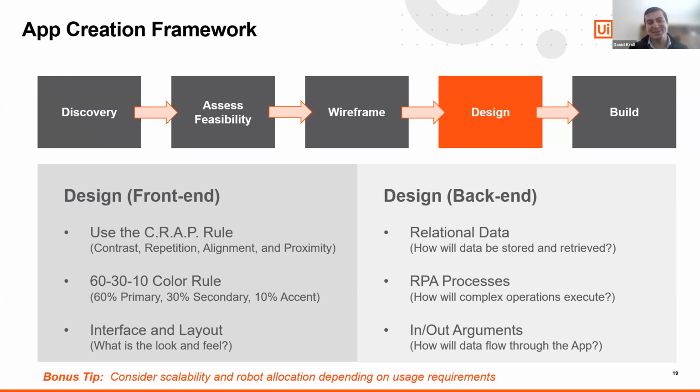Okay, so that's for laying out your interface, but what about coloring? The 60-30-10 color rule is one of my favorite design principles. So this really refers to the optimal distribution of color in graphic design. So according to that rule, 60% of the space should be dominated by a dominant color, 30% by a secondary color, and the remaining 10% by an accent or call to action color.